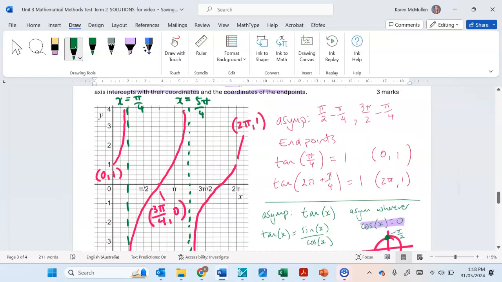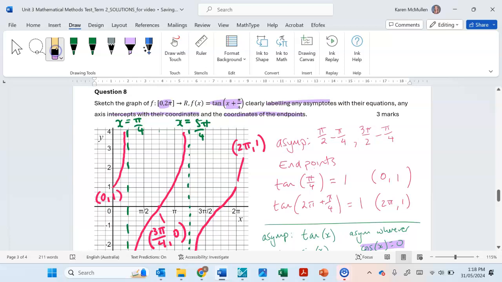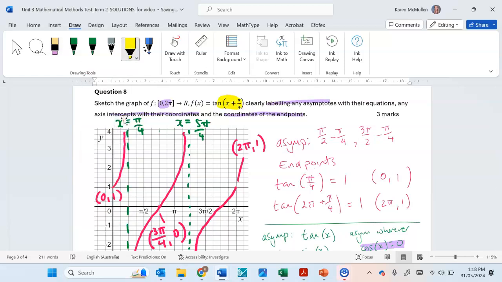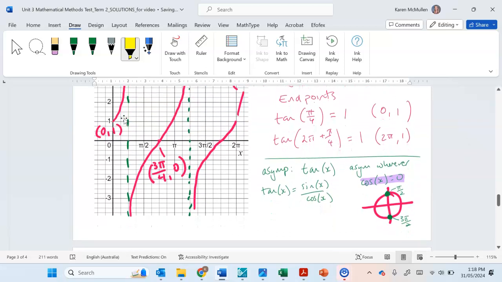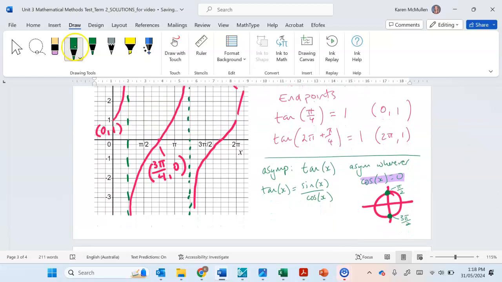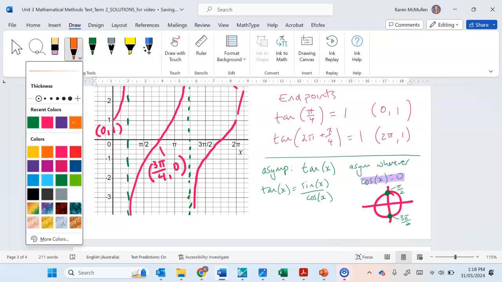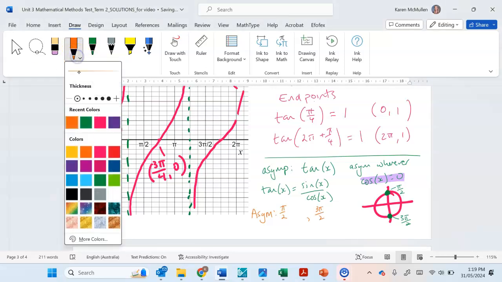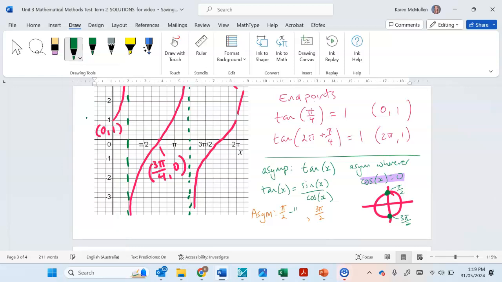So when we've shifted this graph by pi on 4, so this x plus pi on 4, let me just do it in a different color. Yellow. So we've shifted it to the left pi on 4. So my asymptotes, which were at pi on 2 and 3 pi on 2, I've now had that shift to the left by pi on 4. So we're going to go minus pi on 4, minus pi on 4.